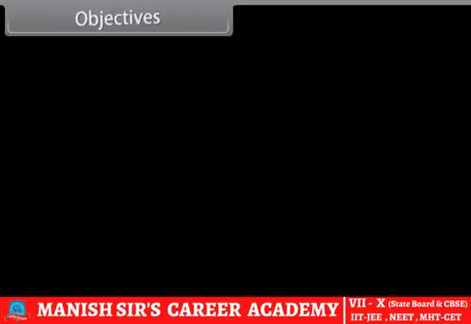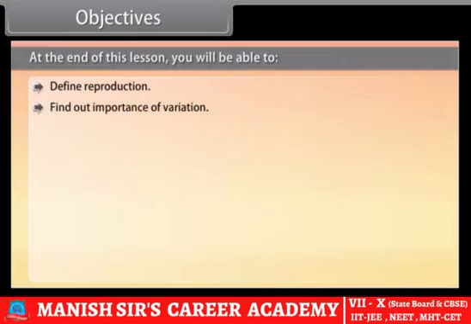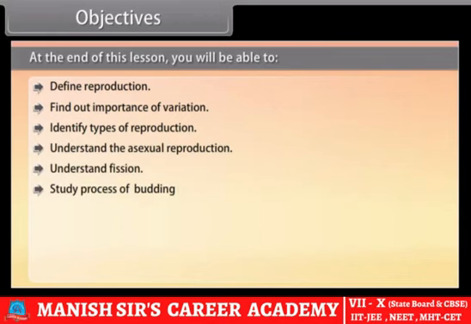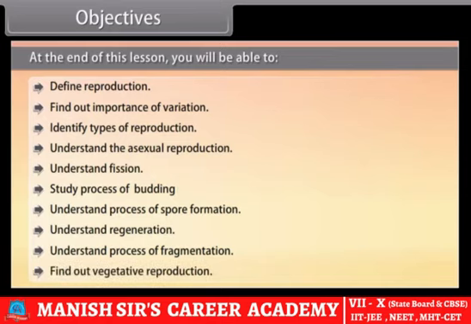Objectives. At the end of this lesson, you'll be able to define reproduction, find out the importance of variation, identify types of reproduction, understand asexual reproduction, understand fission, study the process of budding, understand the process of spore formation, understand regeneration, understand the process of fragmentation, find out vegetative reproduction.